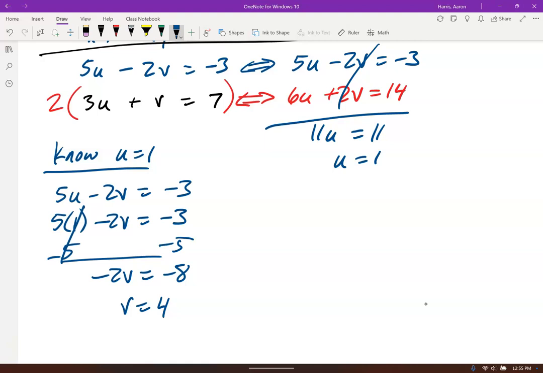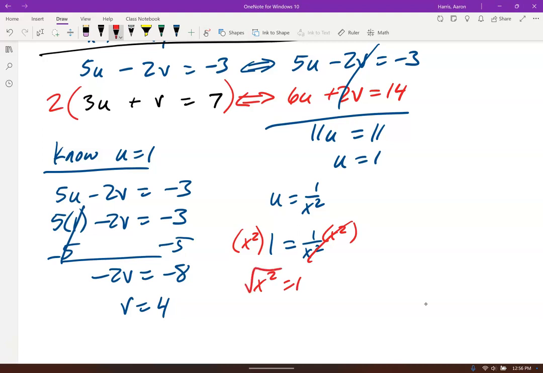Okay? Now, u is 1 over x squared, if you remember, right? Well, we know u is 1. So 1 equals 1 over x squared. Let's multiply both sides by x squared. So we have x squared equals 1. So x is plus or minus 1.